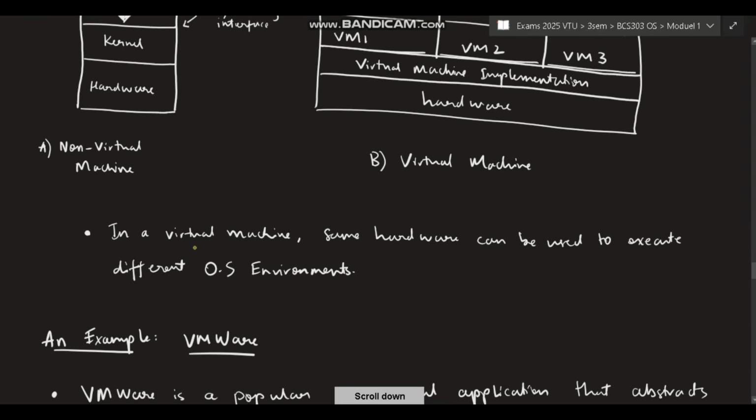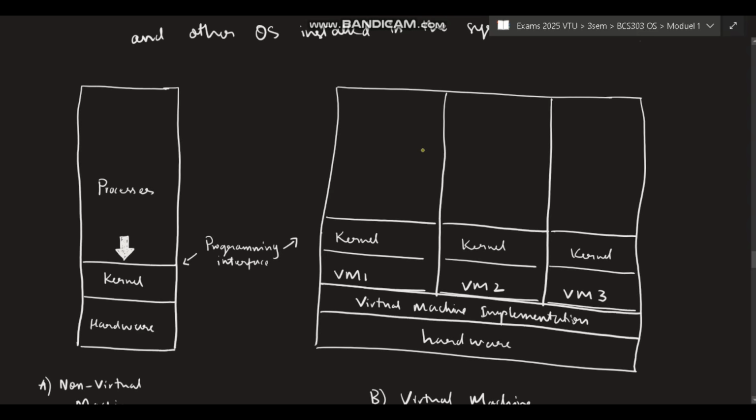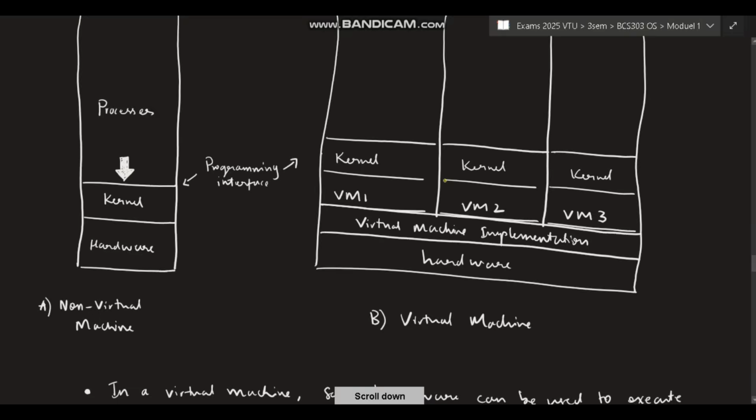Why do we use a virtual machine? In a virtual machine, the same hardware can be used to execute different OS environments. If there is a requirement to perform one task in a different OS, suppose we want to perform one task in Mac but we have Windows, we can create a virtual machine which will install the Mac system that is required. It will be referring to the same hardware and kernel, but we'll be able to execute the Mac environments and Mac services. This is called a virtual machine, where different OS will be run, but the hardware will be shared among them.